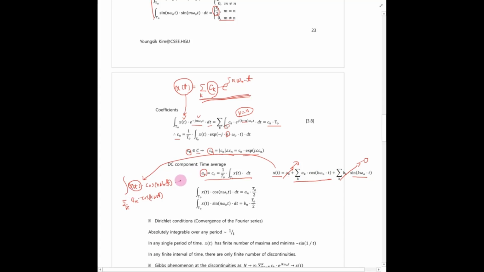But by taking the integration over the whole period, the only non-zero value exists when k equals n. That's shown here. Only k equals n has value. So if you consider that one, it will give only k equals n, that means an times the integral over T0 of cosine squared dt. This will give T0 over 2.